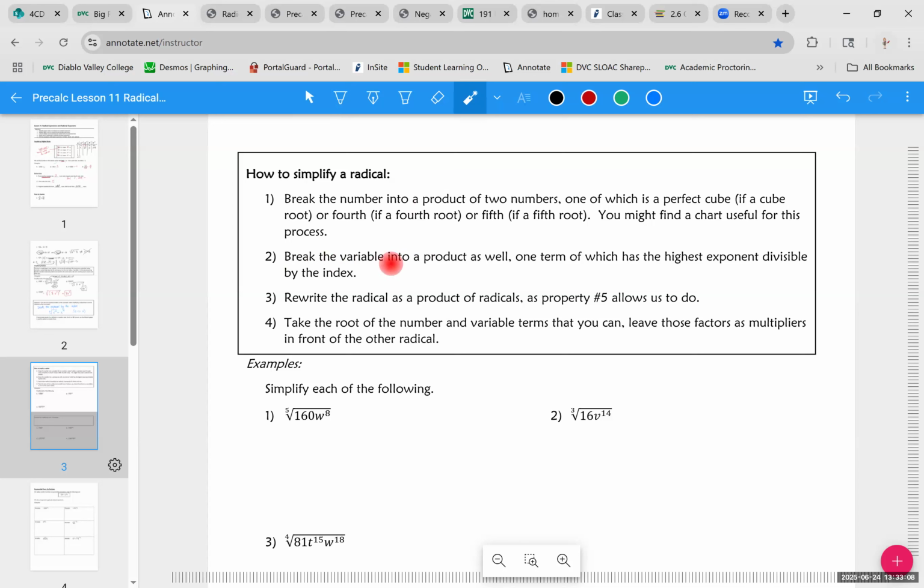And then you can also break the variable into a product. And what you want to do is use the highest exponent that's divisible by the index. So if my index is 5, I want to break it into a product of w to the 5th or w to the 10th or w to the 15th times whatever would be left. Then you can rewrite as a product of radicals and take the root of the two things that you can take the root of.